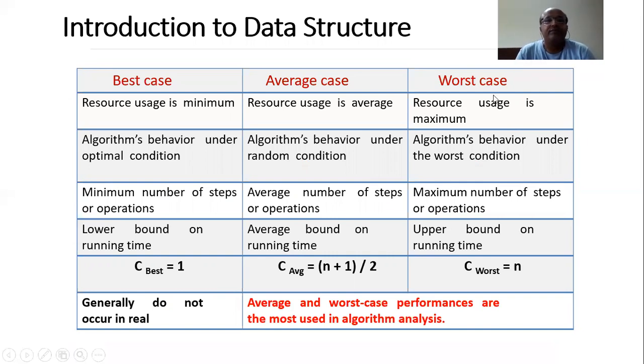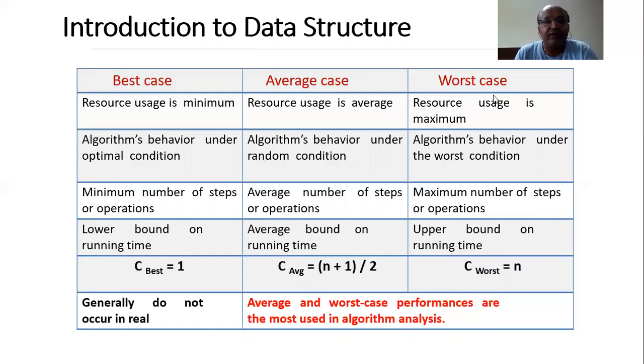Now if you see, in the best case the resource usage is minimum. In the average case, resource usage is average. And in the worst case, the resource usage is maximum. Why is it maximum? Because in that case the number of comparisons is more, so definitely we'll have to work many more times as compared to the best case.